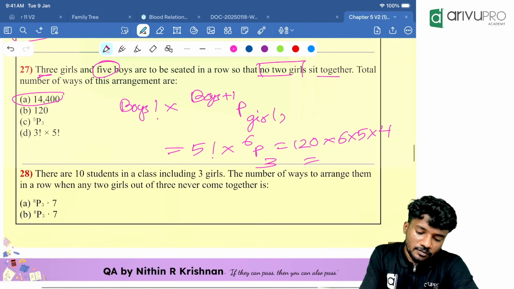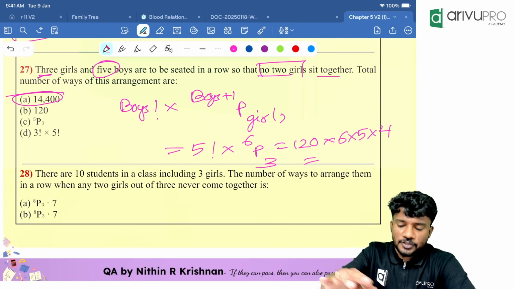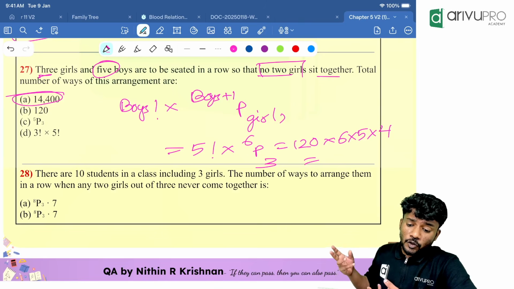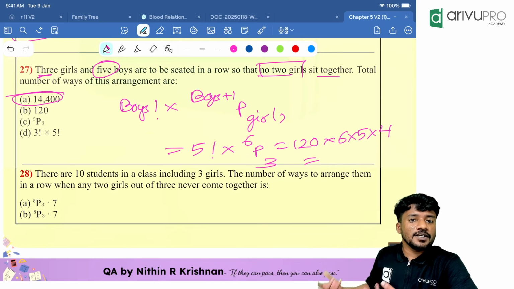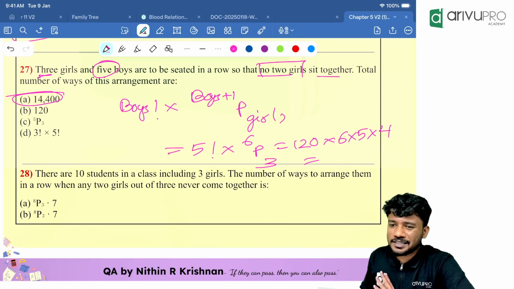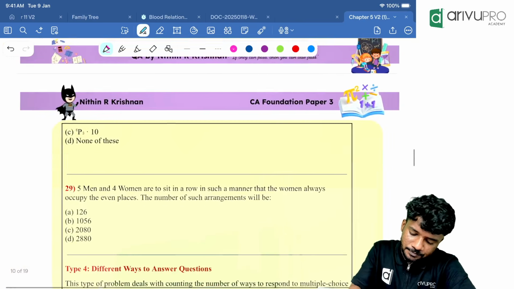14. Option A is the answer. So what if the question was like no 2 boys are sitting together? We will write girls factorial into girls plus 1 P boys. Just use that, you will get the answer. Okay. Yes.